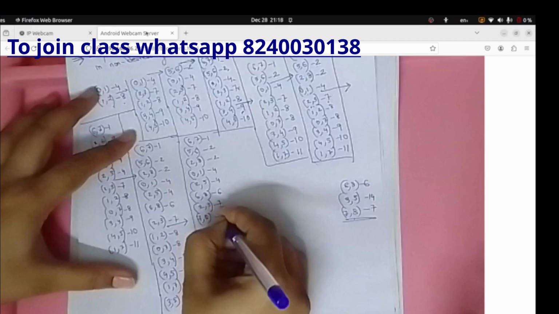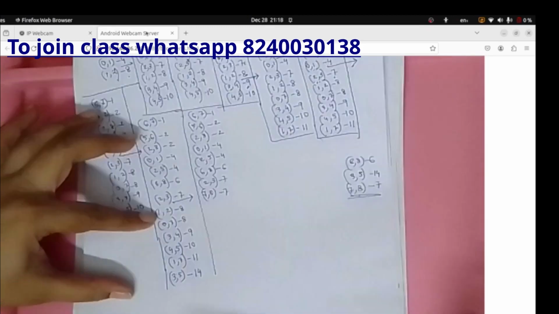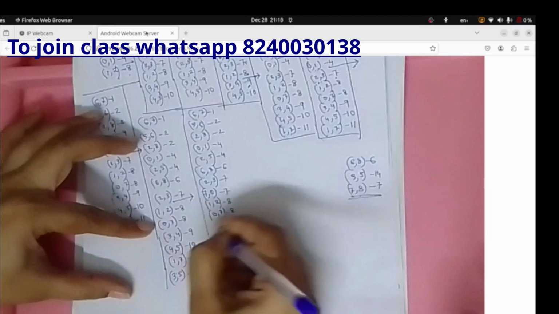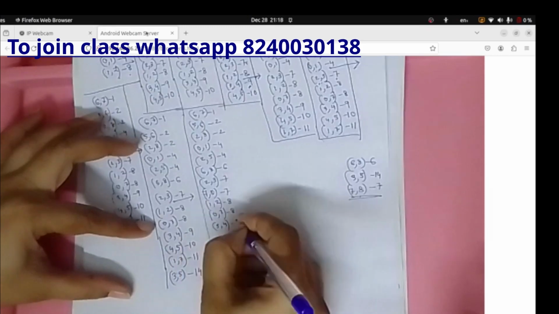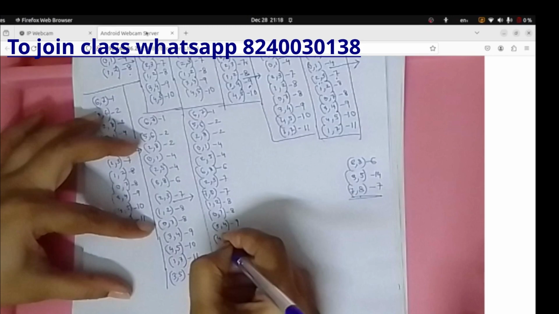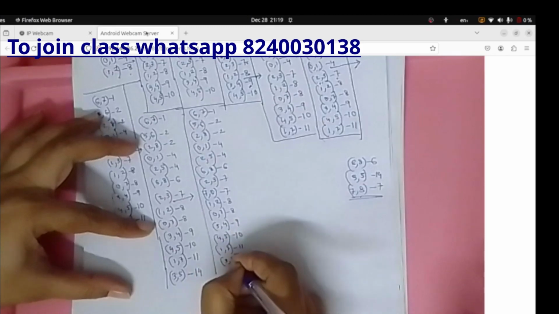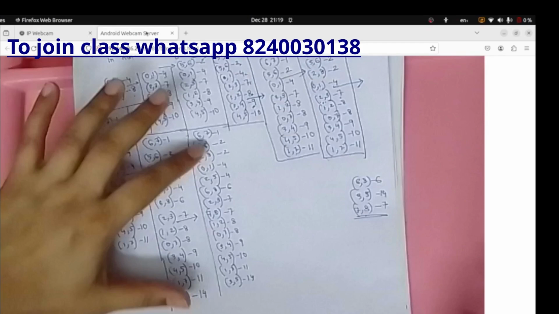Then the remaining edges in the list will be as they are. 1, 2, weight is 8. 0, 7, 8. 3, 4, 9. 4, 5, weight is 10. 1, 7, weight is 11, and 3, 5, weight is 14. So that is the complete sorted list of the edges for that particular graph.